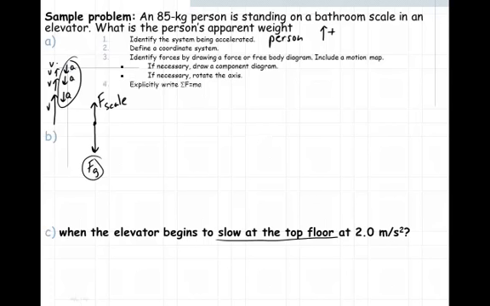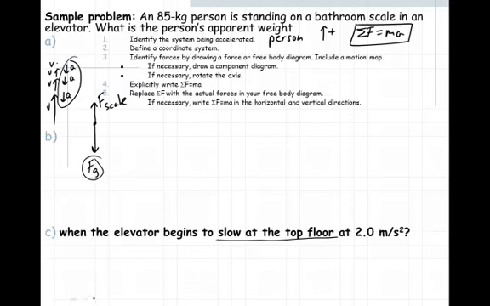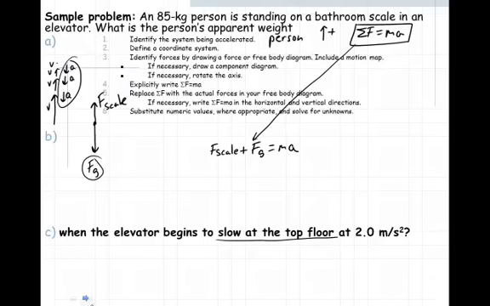Next, we want to explicitly write out Newton's second law so we can get that credit. Then replace the sum of the forces with the actual forces in our free body diagram. So let's do that here. Our actual forces are the force of the scale plus the force due to gravity equals ma, and then substitute the numeric values where appropriate and solve for unknowns.